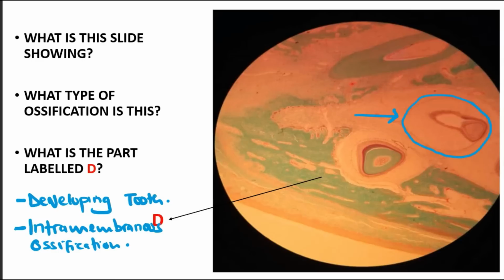What part is labeled D? D are simply the membranes where the bone is forming. So we can say this is just embryonic membranes, embryonic connective tissue. You can say this is mesenchymal connective tissue or embryonic connective tissue.